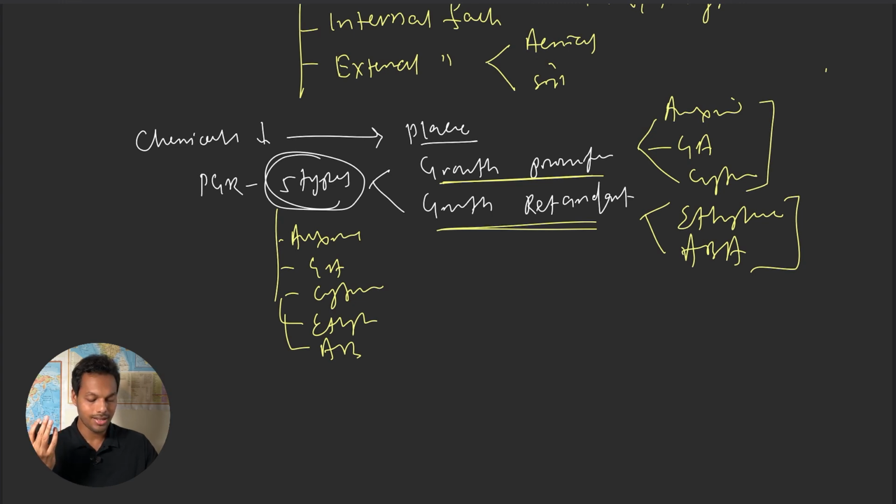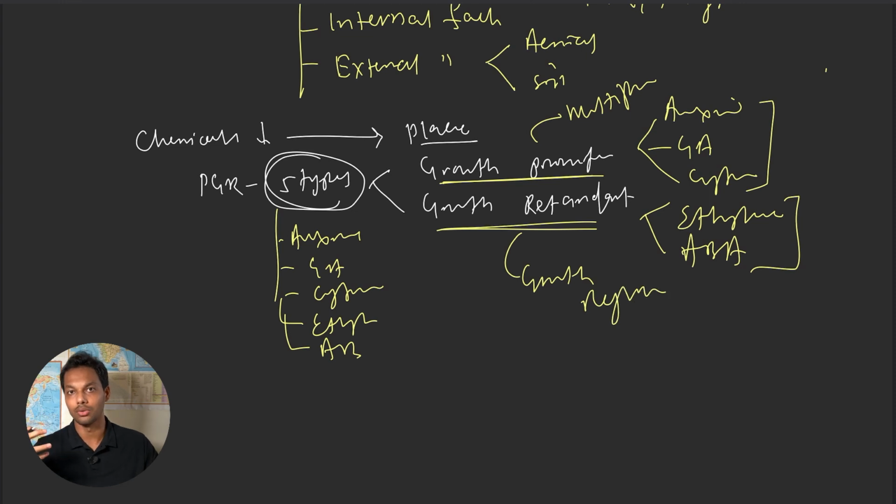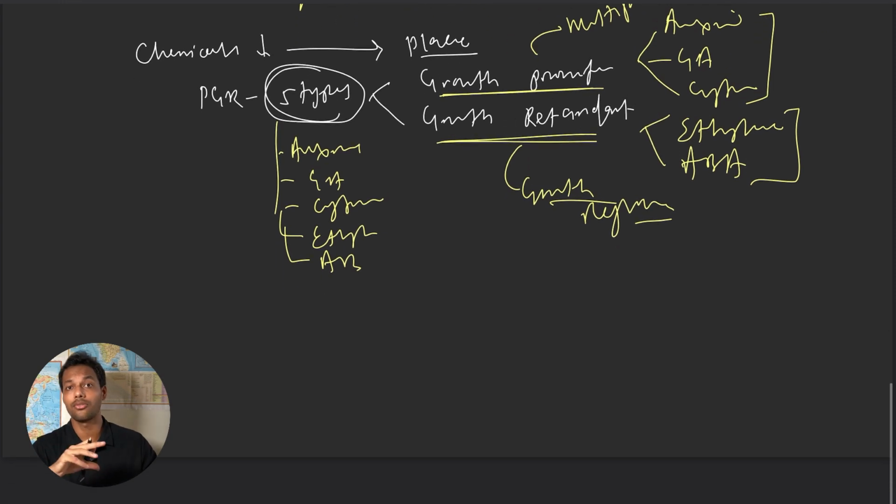Growth promoters are generally found in multiple forms, but growth retardants are the actual growth regulators, because if somebody is opposing you, that is regulating you. Suppose while you are studying, some distraction is there; that is retarding or obstructing you, that is the regulator of your activity. So growth retardants are in short the growth regulators, while growth promoters are present in multiple forms.